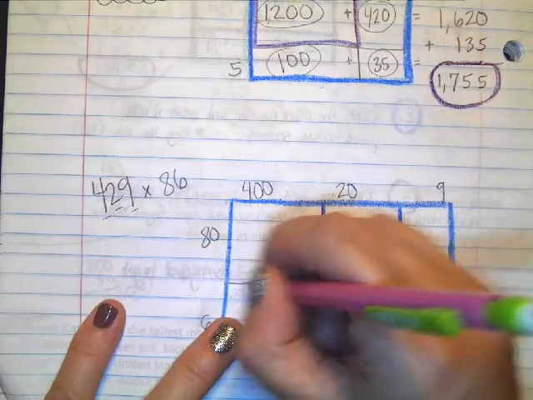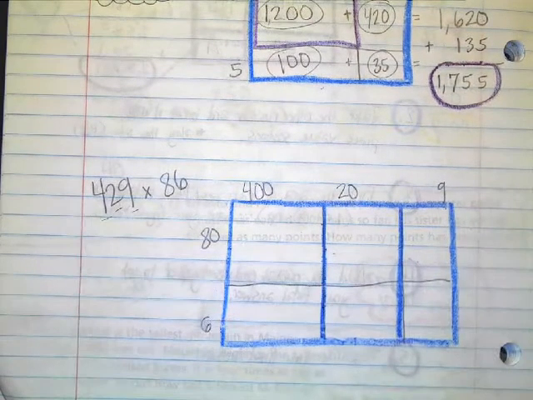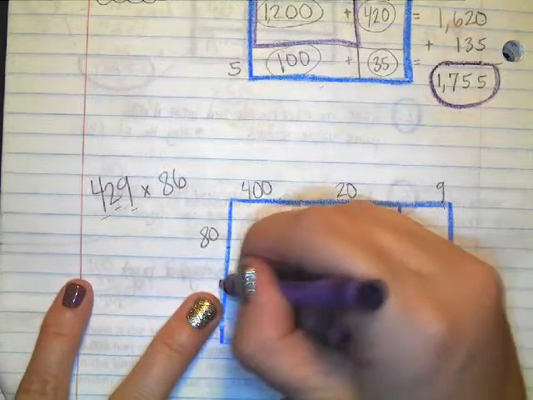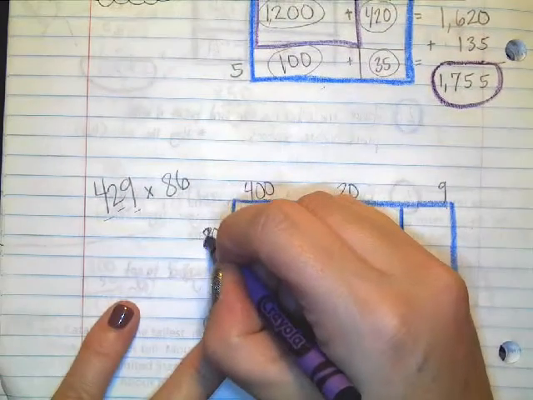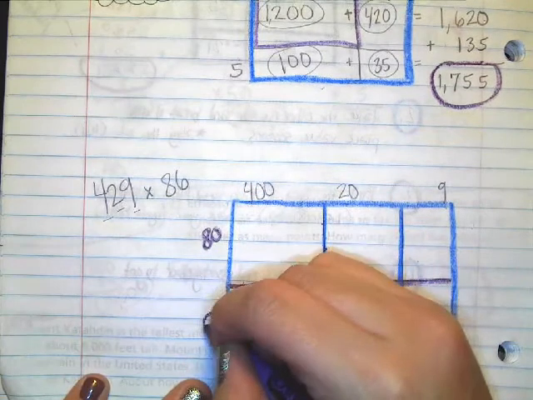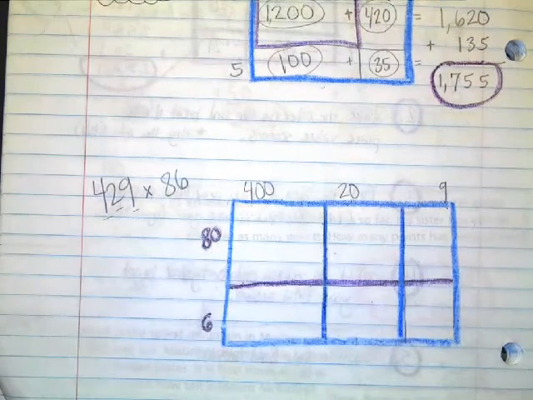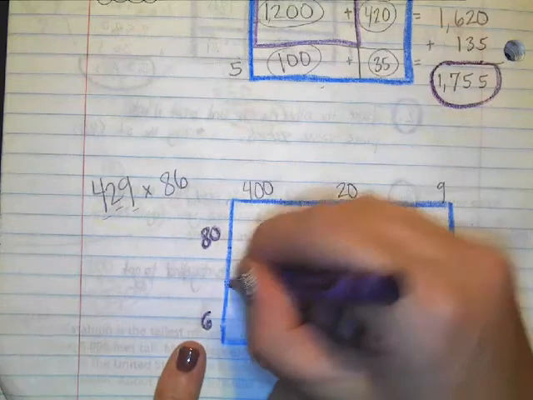Now we need to break up 86. So when you break up 86, it looks like this. 80 and 6. And then you're just going to cut across.